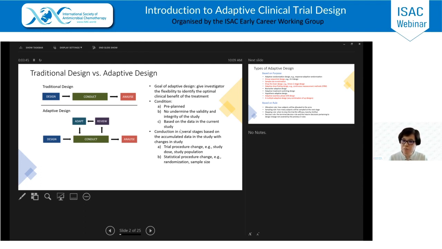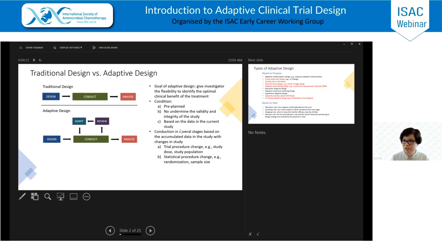Another important condition is, when you have any adaptive changes in your conduction, this is based on the data you collect in the study. You cannot base it on any external data information. So these are the conditions of the adaptive designs.